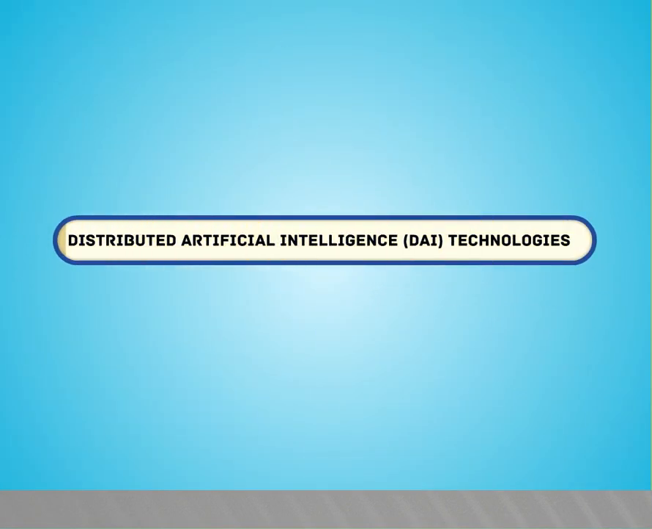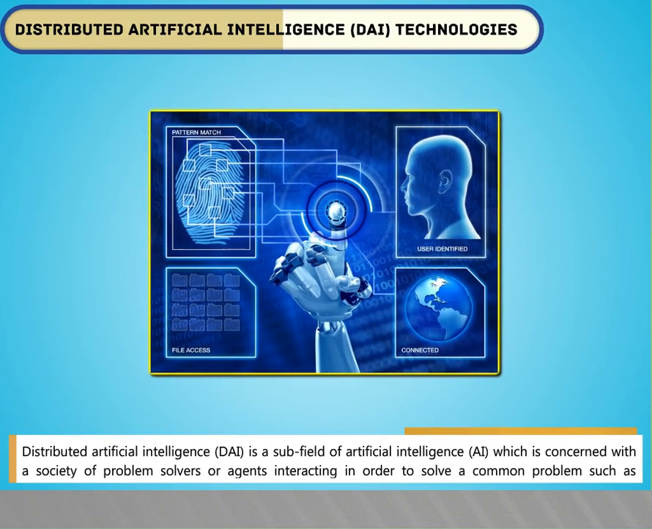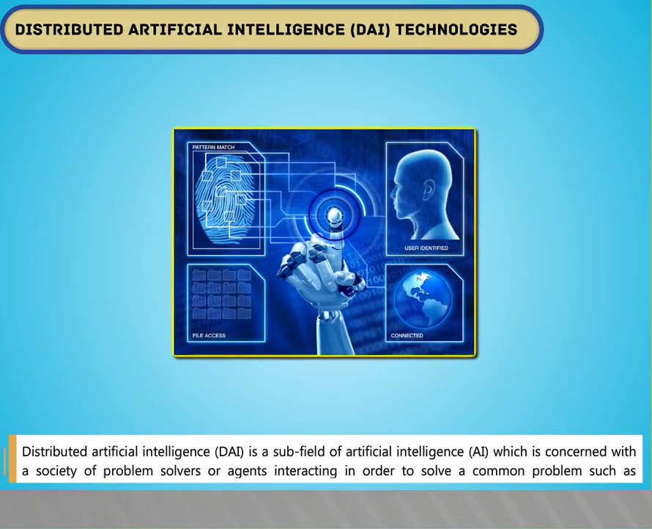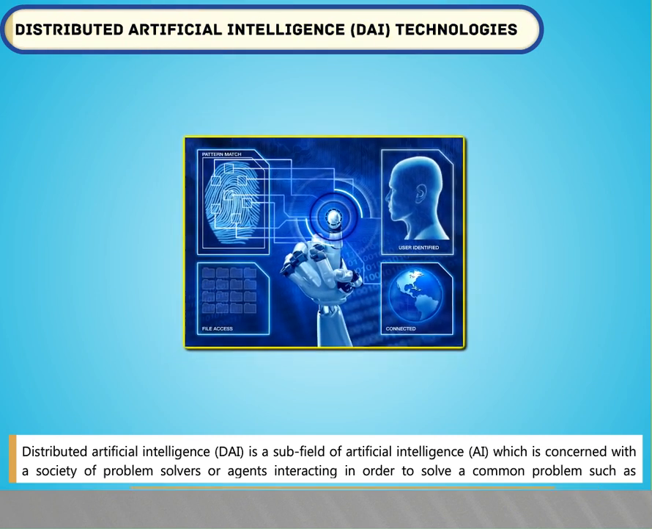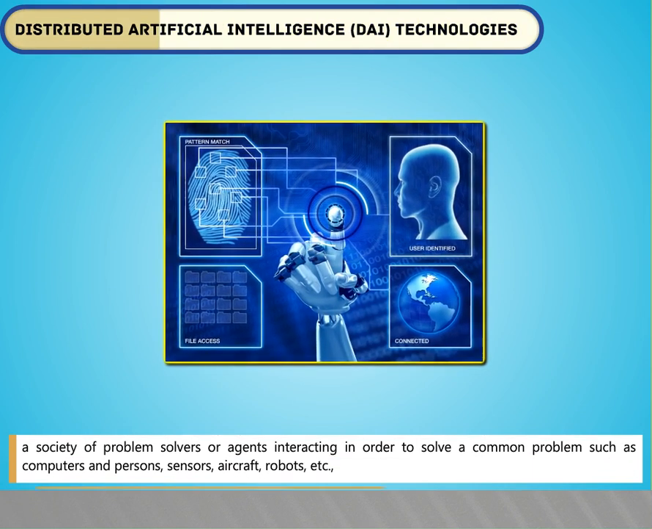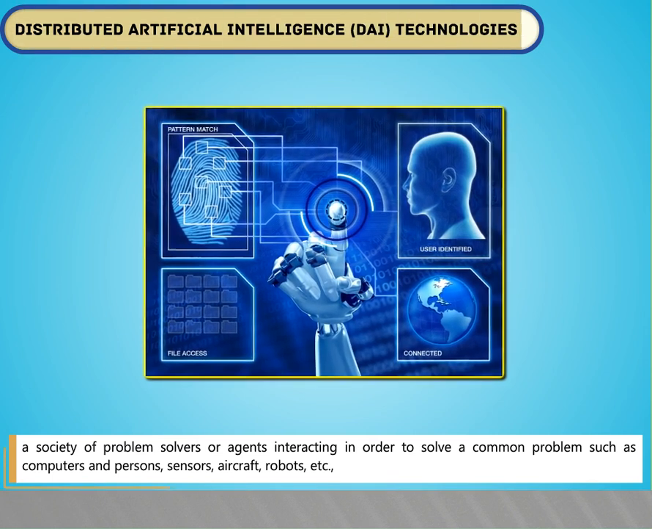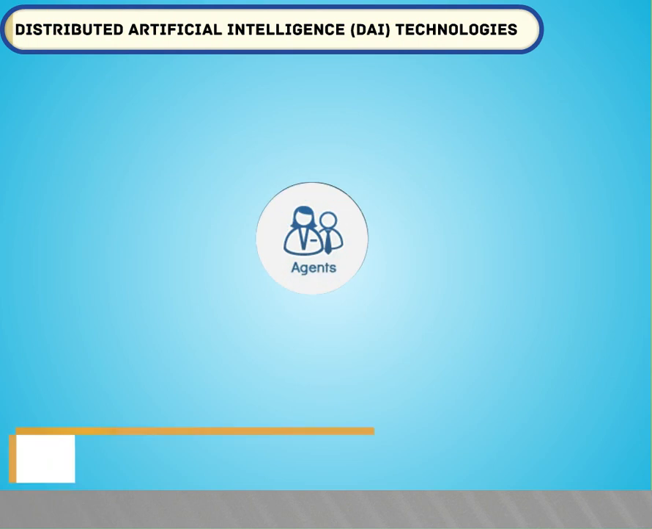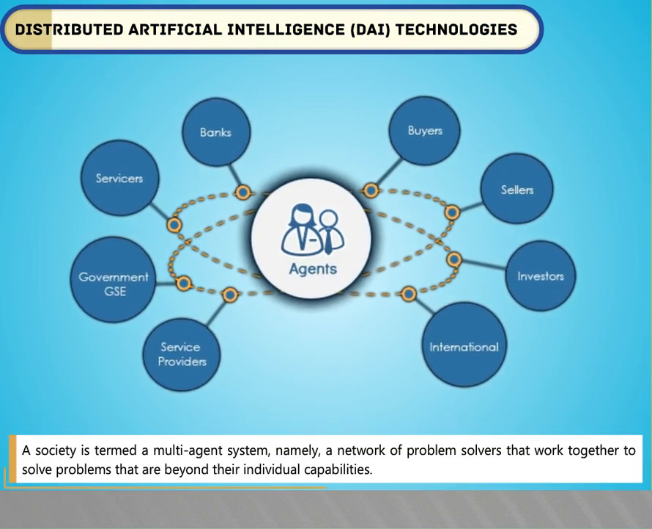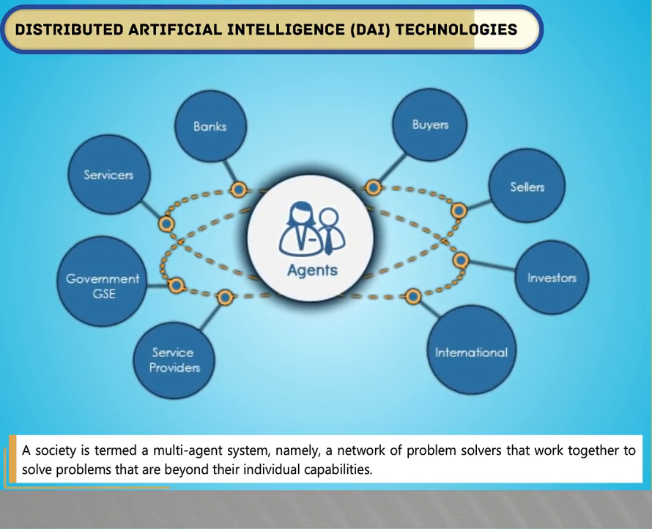Distributed Artificial Intelligence (DAI) technologies. Distributed Artificial Intelligence (DAI) is a subfield of Artificial Intelligence (AI), which is concerned with a society of problem solvers or agents interacting in order to solve a common problem, such as computers and persons, sensors, aircraft, robots, etc. A society is termed a multi-agent system, namely a network of problem solvers that work together to solve problems that are beyond their individual capabilities.